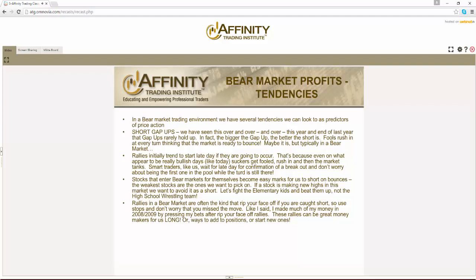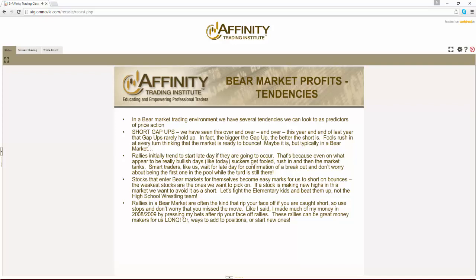Let's fight the elementary kids and beat them up, not the high school wrestling team. Okay? You know, I'm too old. I'm not fighting anybody. But if I was going to have a fight, maybe a sixth grader would throw a punch at me. I'd duck and I'd nail him or something. I'm not going to go fight a high school kid because he's going to kick my ass. In my day, I would have kicked his butt, but I'm way too old now.